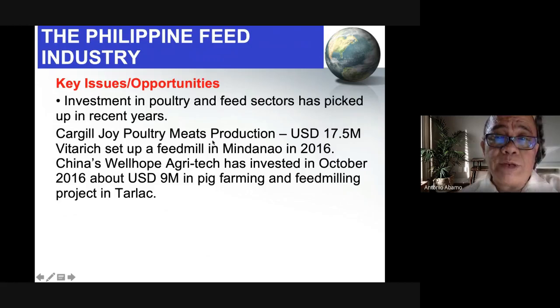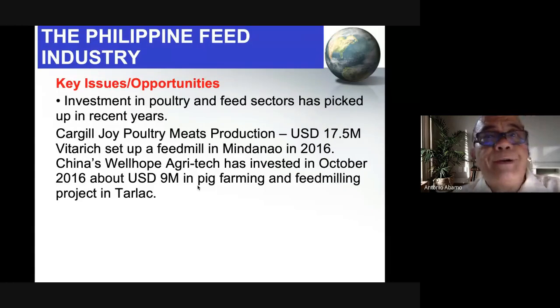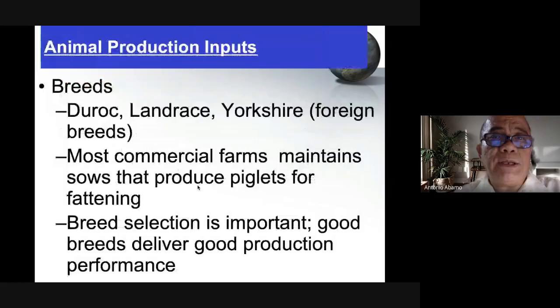Cargill poultry meats production has a market value of 17.5 million US dollars. And you have Vitarich also in Mindanao in 2016. And even you have 9 million US dollars for pig farming in a feed milling project in Tarlac. So these are the actively growing investments in the feed milling industry as a response to a huge excess demand for feeds in the livestock sector. Okay, so that is for feeds.